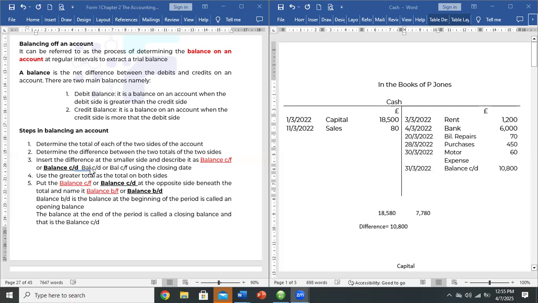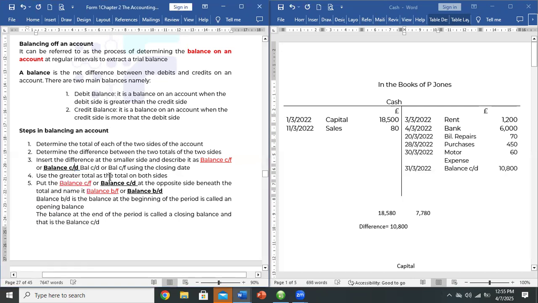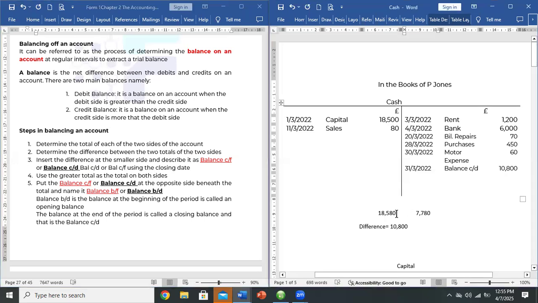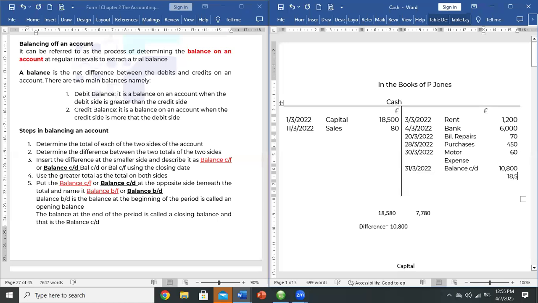Now let's move on to the next step. After you have labeled your balance carried down, the next thing is to use the greater total as the total on both sides. So you all agree that this is the greater total. Obviously that's going to be the total on both sides. So 18,580 and then 18,580. Now this total, you need to underline it, right?